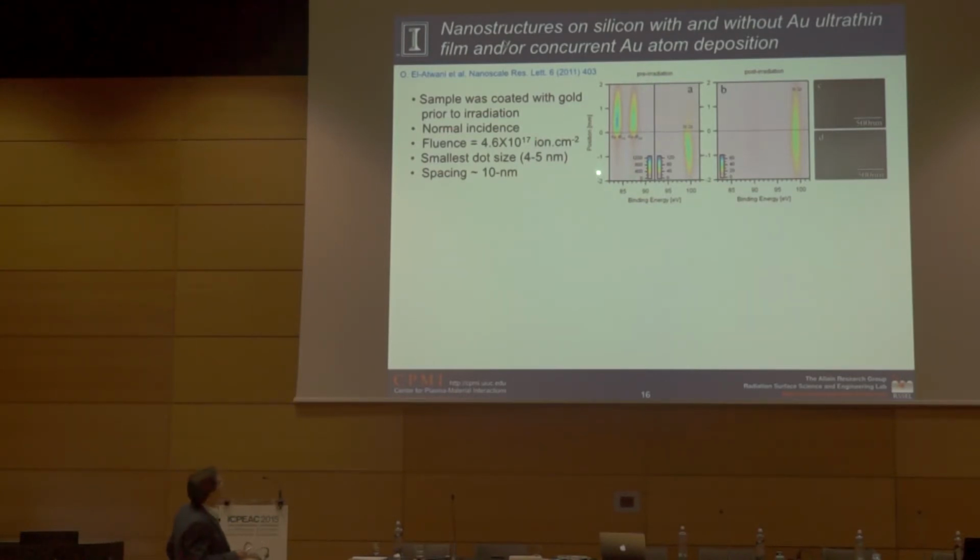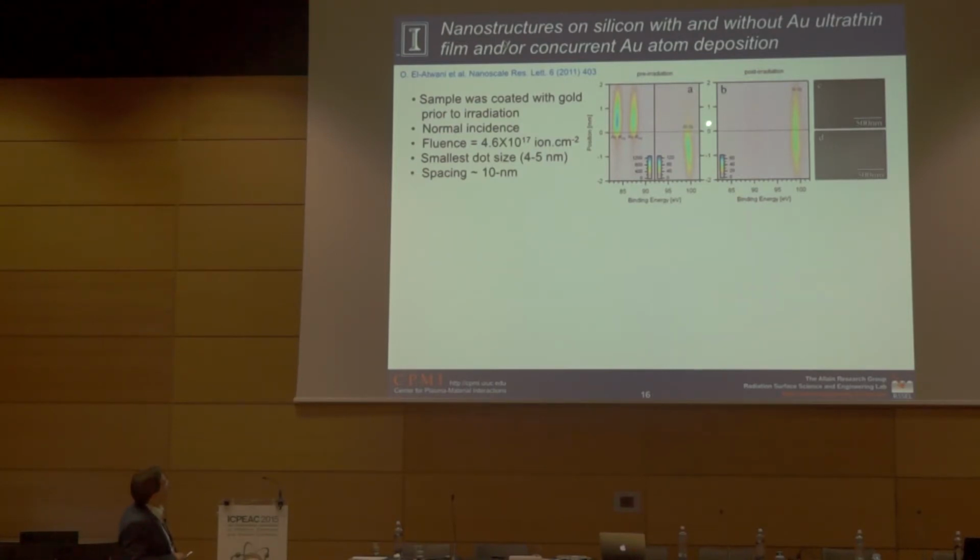In this case, for example, you see on the left-hand side is gold. This is a cross-sectional XPS spectra. So you see the peaks here for gold. You see the peaks here just for silicon. So this is the thin film covered side of the sample. And the same sample is exposed to irradiation under these conditions.